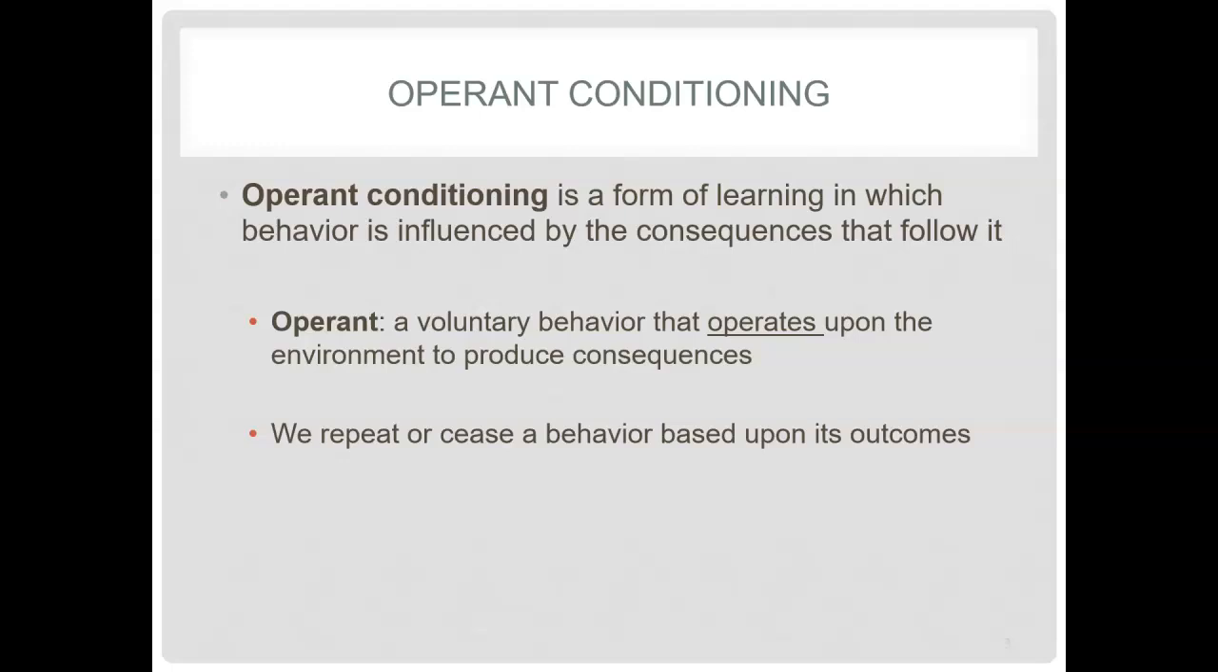An operant is a voluntary behavior that operates upon the environment to produce consequences, rewards or punishments. We repeat or cease behaviors based on its outcomes, based on the consequences we experience when we demonstrate that behavior. So an operant is a behavior that operates upon the environment.